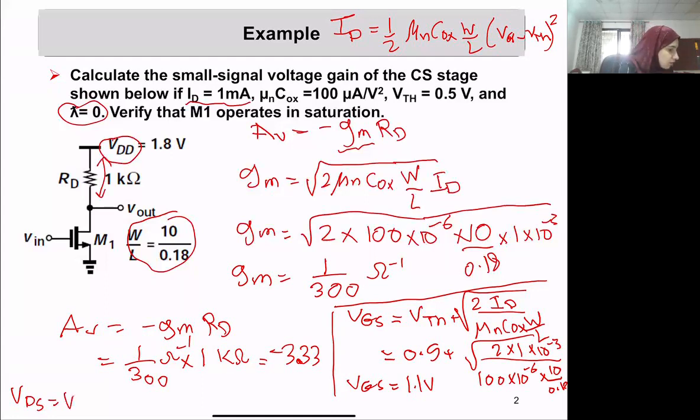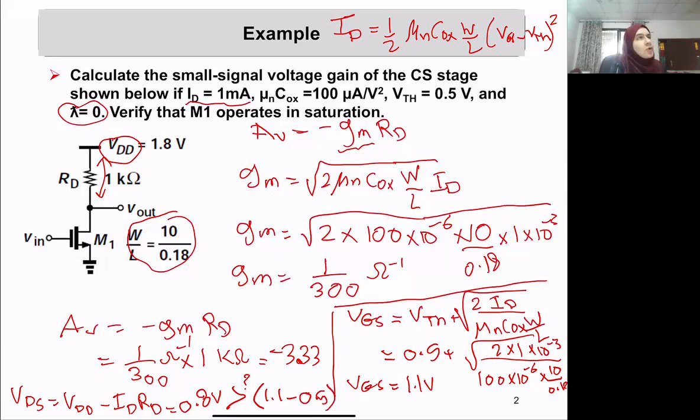So it will be VDD minus ID times RD, and we know RD, we know ID, and we know VDD. So all of this will give me that VDS equal to 8 volts. Now I need to make sure that VDS is greater than VGS, which is 1.1 minus the threshold voltage 0.5.